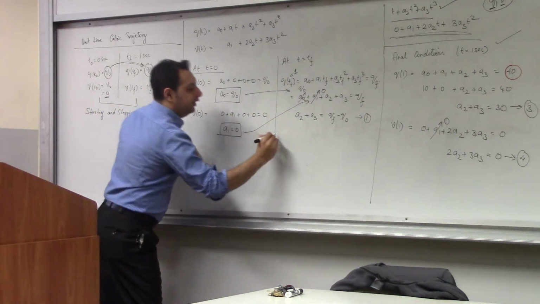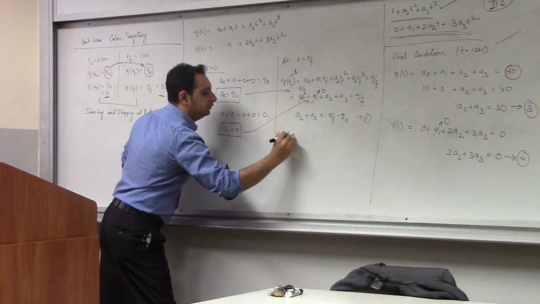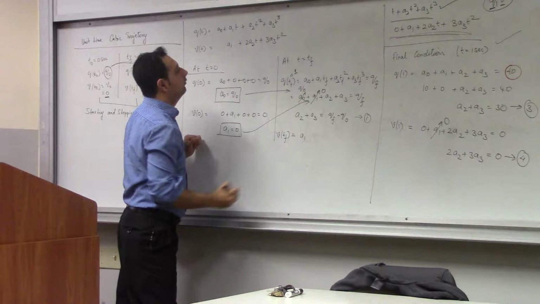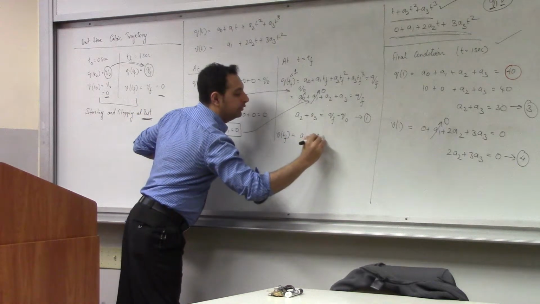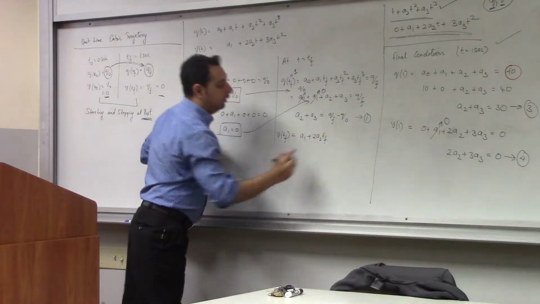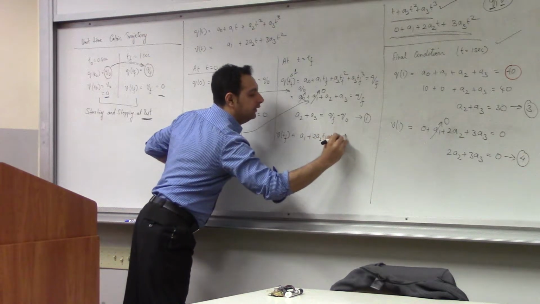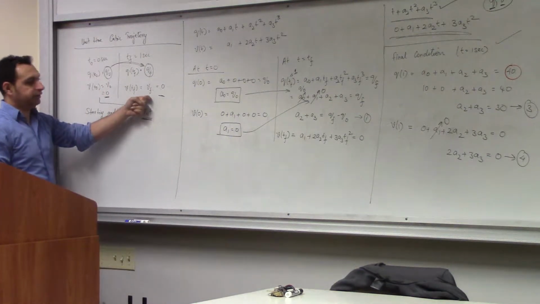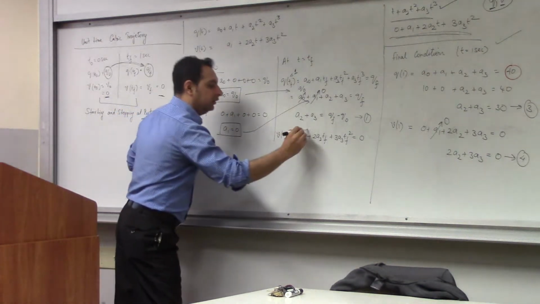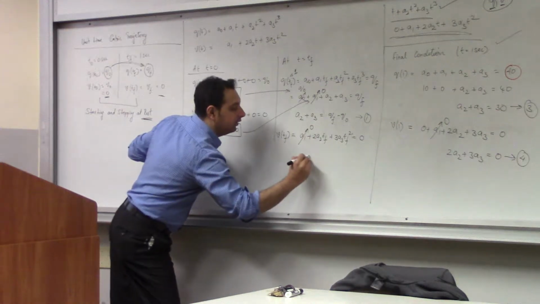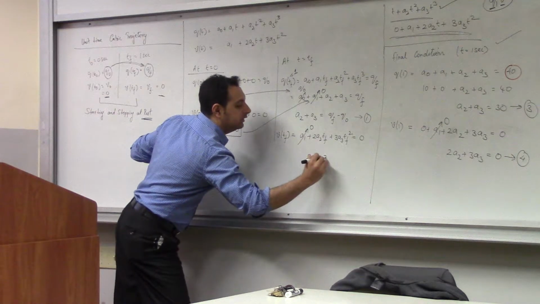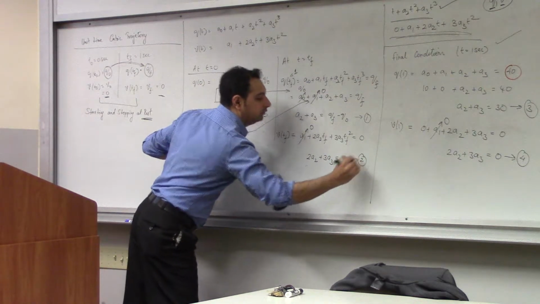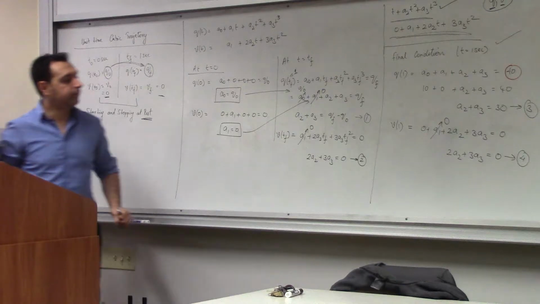Let's do the same thing, v of tf. V of tf will be a1 plus 2 a2 tf plus 3 a3 tf square, which will be equal to 0, because your final velocity is 0. So here a1 is 0. You will have 2 a2 plus 3 a3 equal to 0. All right.